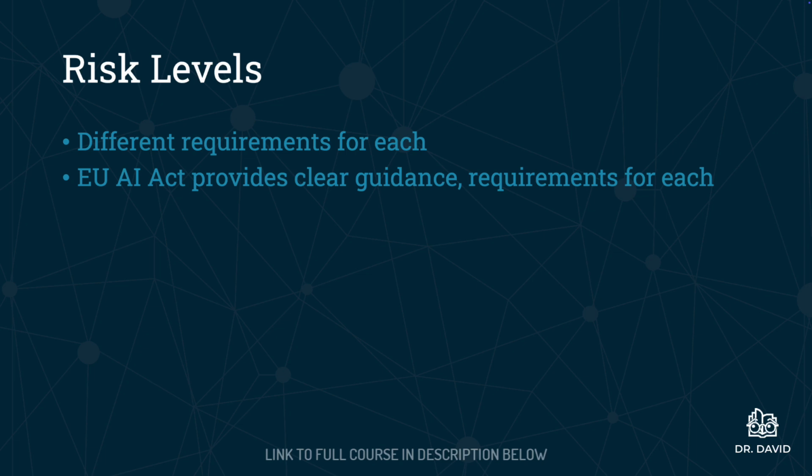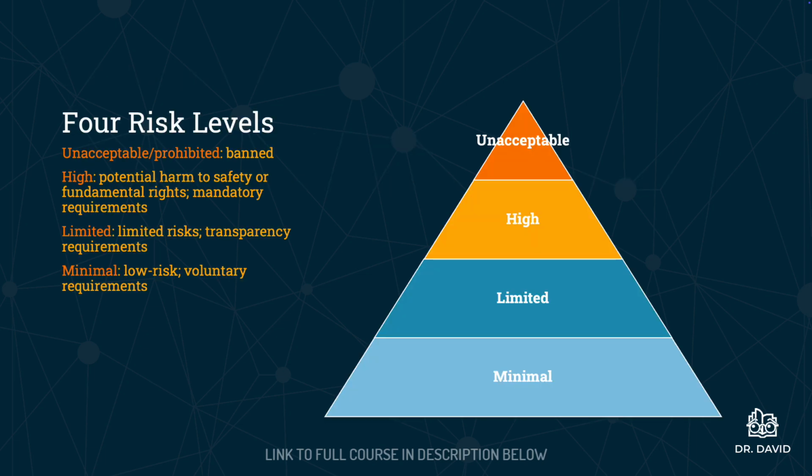We're going to close out this lecture looking at the 4 different risk levels. The majority of the EU AI Act focuses on high-risk systems, and we'll see that in just a moment. There are different requirements for each of the 4 levels. And the EU AI Act provides clear guidance and requirements for each of these. The 4 levels that you need to know for the exam are unacceptable/prohibited, high, limited, and minimal.